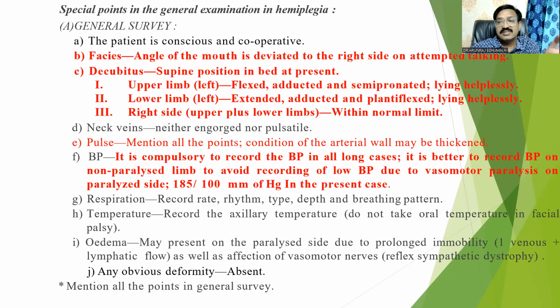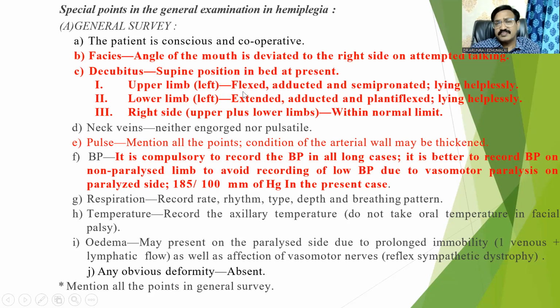So, general points in the general examination. What are the things you should not forget to mention in the general examination? You should tell whether the patient is conscious and cooperative, and by looking at the patient we can also see whether the angle of the mouth is deviated to any particular side. We can tell that even in the general examination, because we are doing a general overall survey. Even though it is part of the cranial nerve examination, here on looking you can tell. And the posture, how the patient is lying on the bed, you can tell.